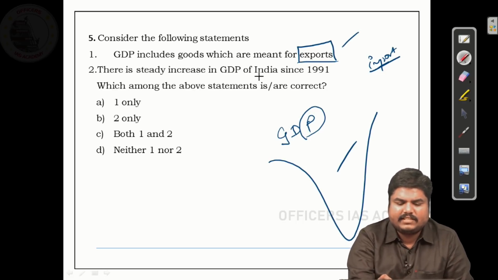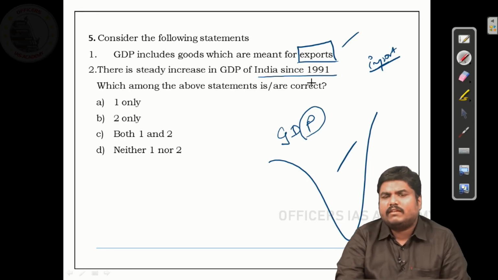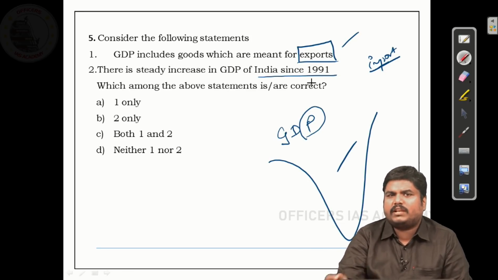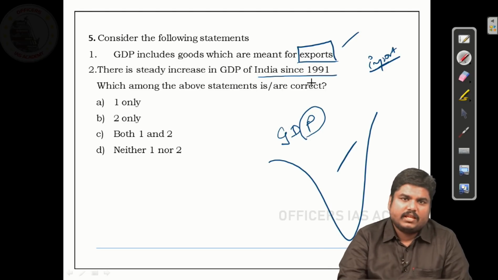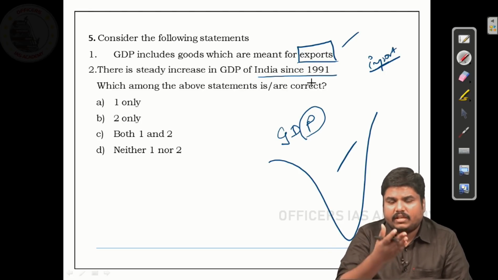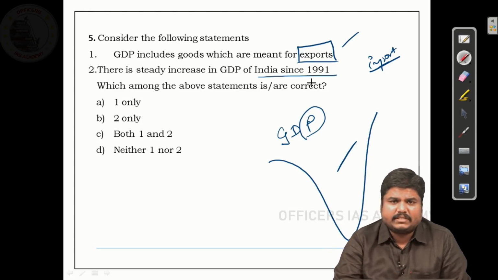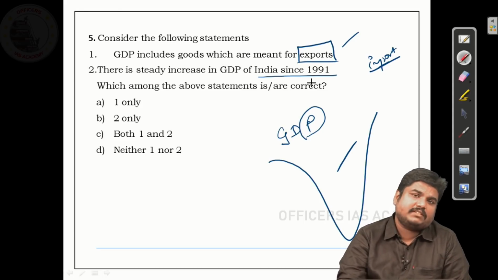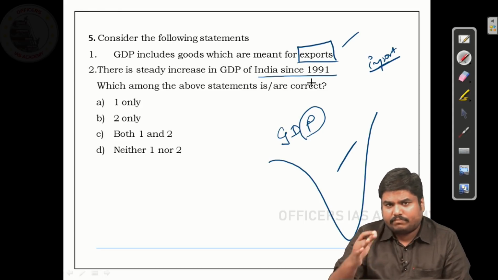There is a steady increase in the GDP of India since 1991. That is a true statement. Post liberalization, our growth rate remained positive. Our growth rate was fluctuating. One year it might be growing at 8%, another year at 5%, but since liberalization our growth rate remained positive.